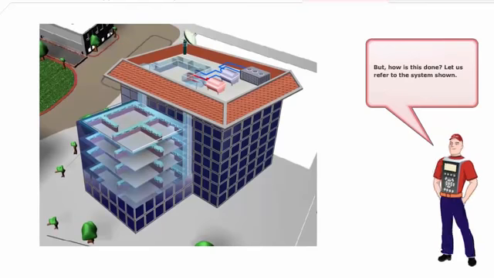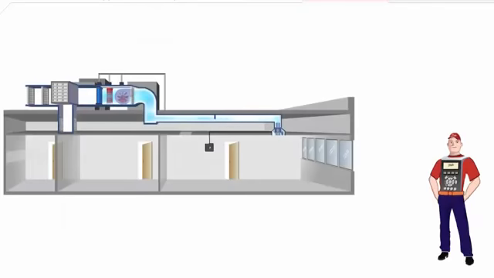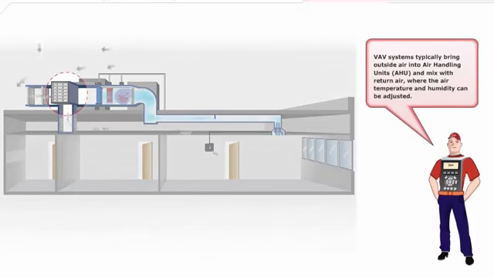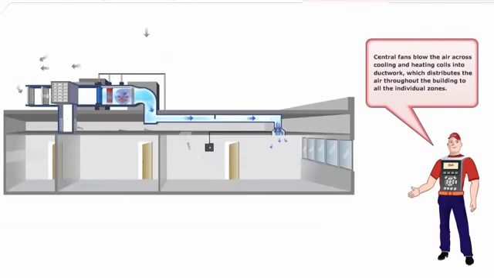But how is this done? Let us refer to the system shown. VAV systems typically bring outside air into air handling units and mix with return air where the air temperature and humidity can be adjusted. Central fans blow the air across cooling and heating coils into ductwork, which distributes the air throughout the building to all the individual zones.